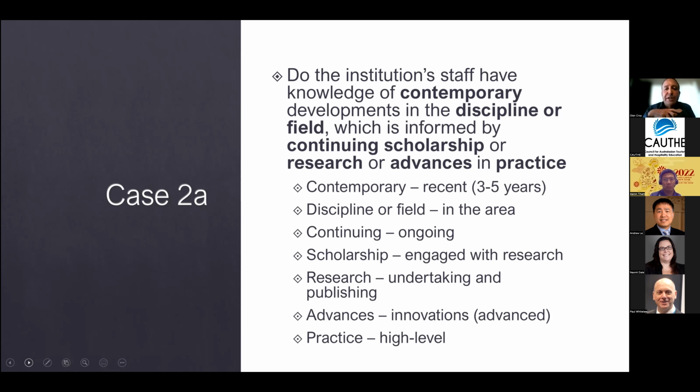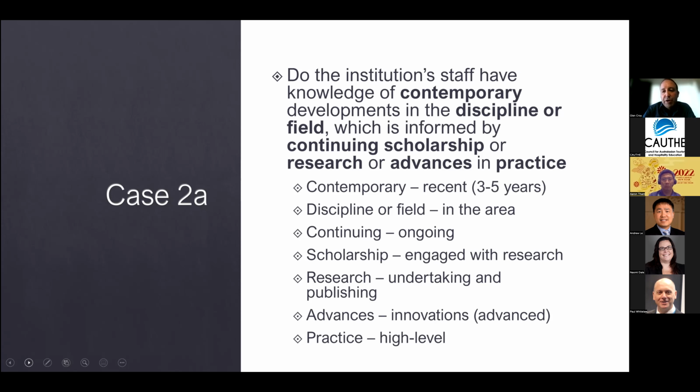So contemporary, generally we'll be seeing contemporary as being recent, and we generally quantify that within the last 3 to 5 years. Discipline or field would be in the discipline or field that they're teaching. So this here can be the broad degree area, but quite often is also targeted to the actual unit that they're teaching, or the subject that they're teaching. So quite often what we can do here is look to the unit that they're teaching to see if their discipline or field knowledge is related to the unit of teaching.